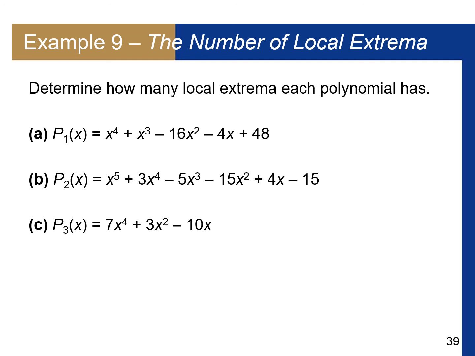Okay, so how many local extrema do they have? This one is an x to the 4th, so it would have 3. This one is an x to the 5th, so it would have 4. This one is x to the 4th, so it would have 3. I shouldn't say have 3. No more than 3, no more than 4, no more than 3. It could have 1, 2, or 3.